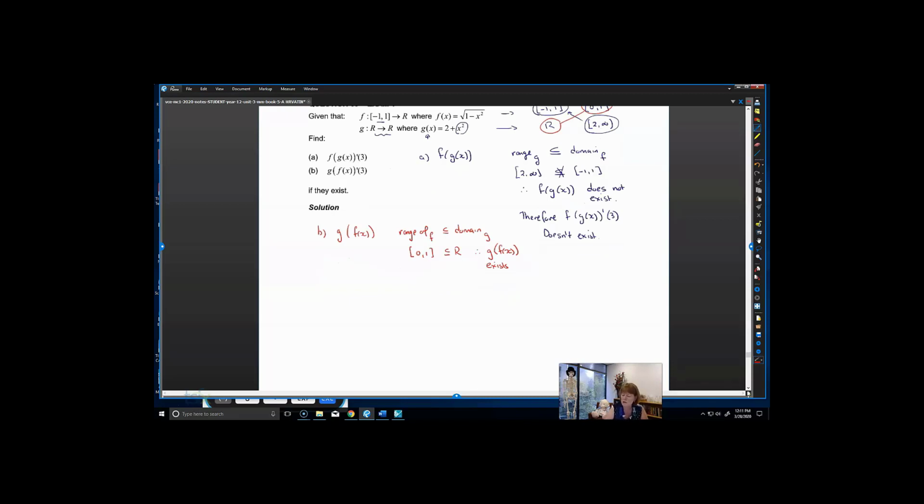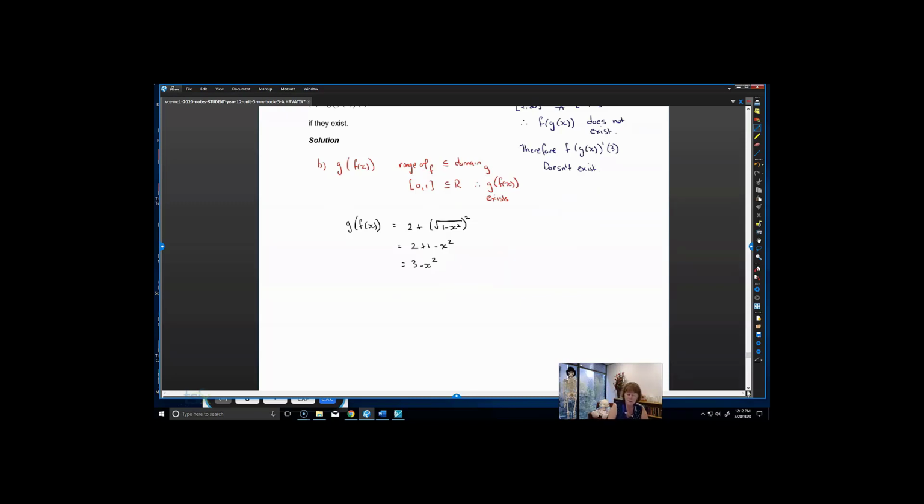So I'm going to write down what g of f of x is. We're saying I have my g of x, so it's 2 plus, in place of x squared, I'm going to put the square root of 1 minus x squared, squared. So expanding that's going to give me 2 plus 1 minus x squared. So I'm going to have 3 minus x squared.